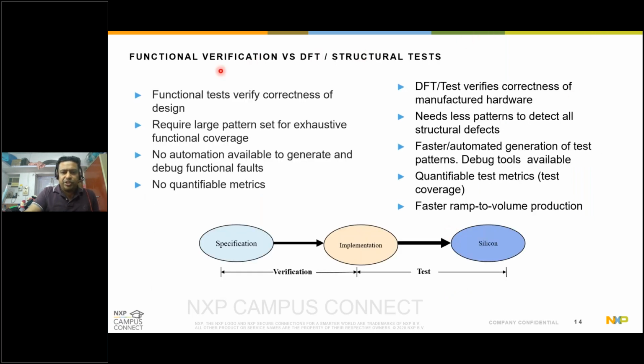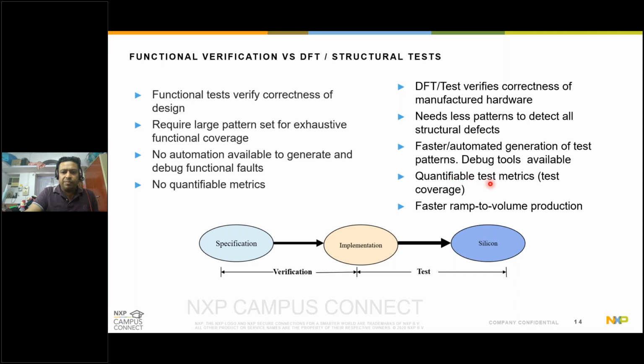So this slide is again just showing the comparison between my functional test and a structural test. One thing that we saw is basically the total number of patterns required in structural tests is less than the functional test. The other thing is that the functional test does not provide me any metric to check how robust my patterns are. Also, the tool support required or available to generate the patterns automatically is very limited in functional verification.